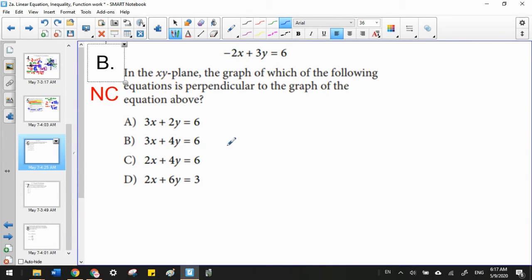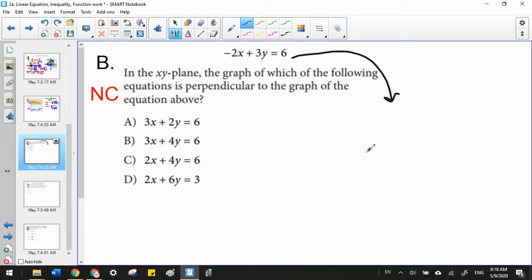Okay, in the xy plane, the graph of which of the following equations is perpendicular to the graph of the equation above? If you are real comfortable with your three forms of linear equations, you'll notice that all 4 or 5 equations I have right now are standard form equations, and you know that standard form equations are not going to give us any slopes or any information on slopes. So then my job is to turn this into point slope form or slope intercept form so that the slope is exposed to me, to my face.